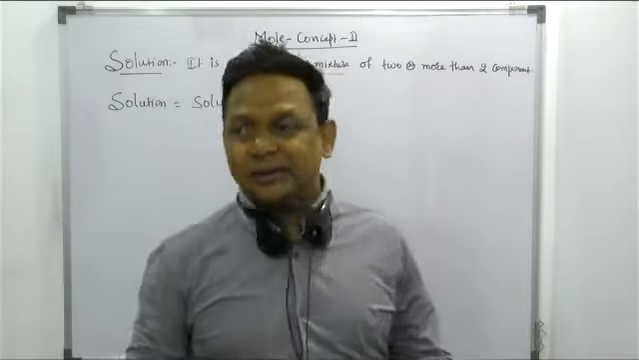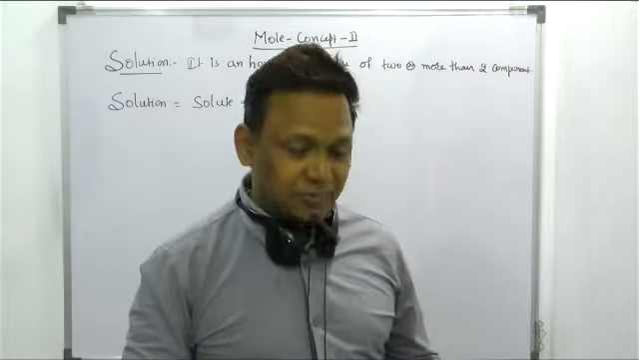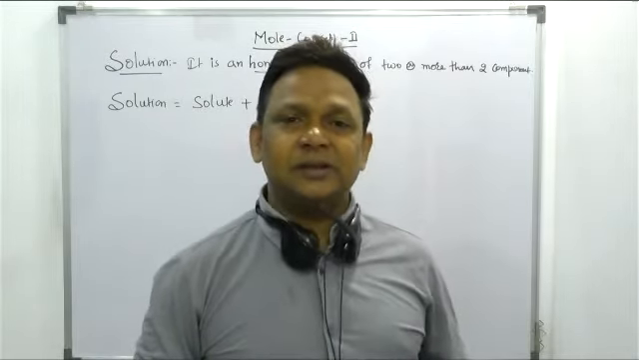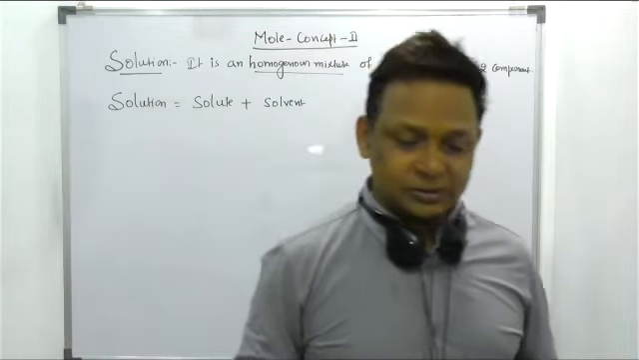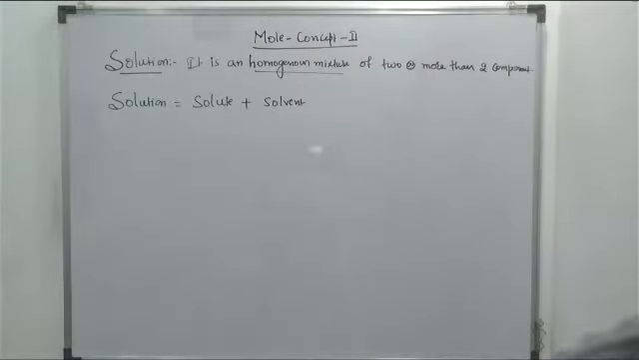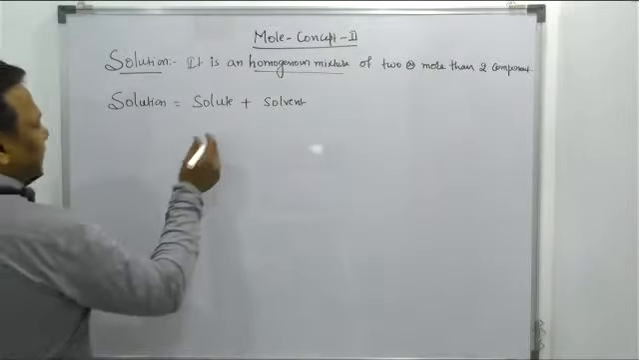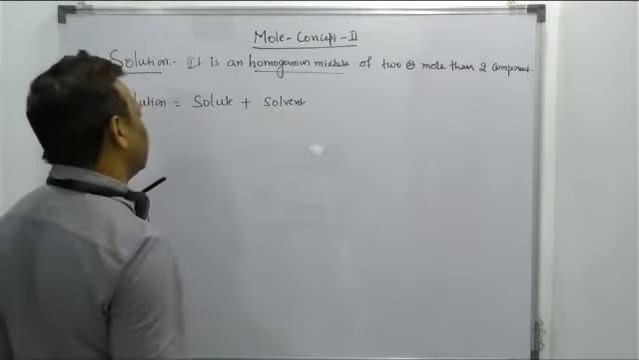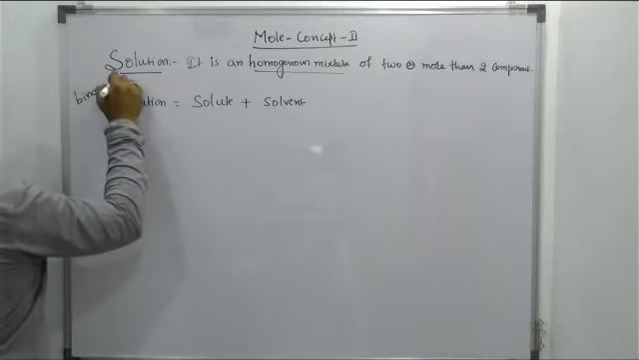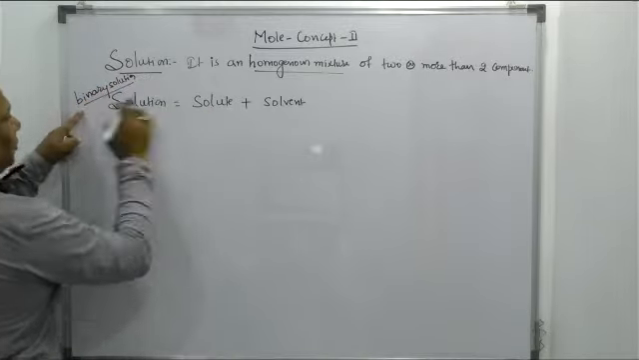A solution is a homogeneous mixture of either two or more than two components. In that, we are considering only two components because in our syllabus NCERT says that we have to follow only binary solutions. Binary solution means we are having only two components: one is a solute, and the other one is a solvent. It is a solution containing only two components.